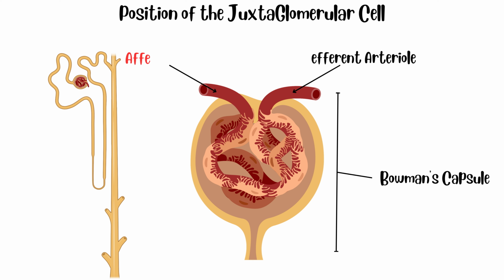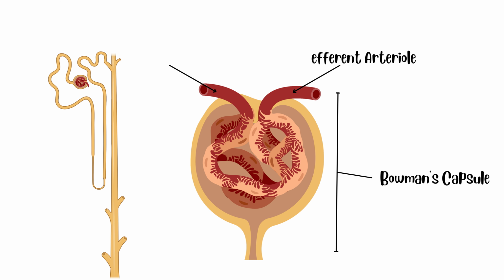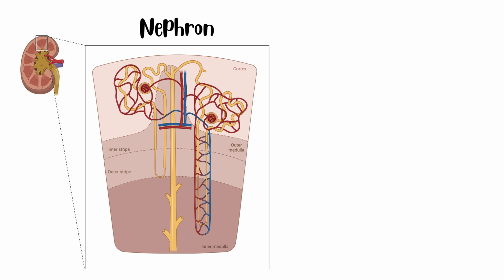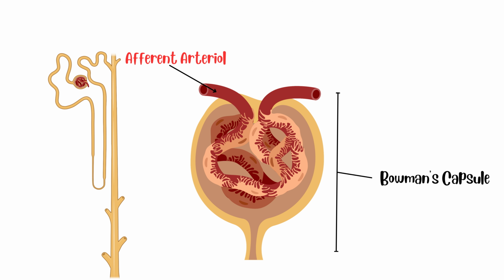Juxtaglomerular cells are part of the afferent arteriolar wall, the blood vessel that carries blood to the glomerular capillaries in Bowman's capsule. Each adult human kidney comprises about 1 million nephrons. Each nephron features a Bowman's capsule, a filtering structure containing capillaries through which blood circulates and is purified. Blood enters these capillaries via an afferent arteriole and exits through an efferent arteriole.